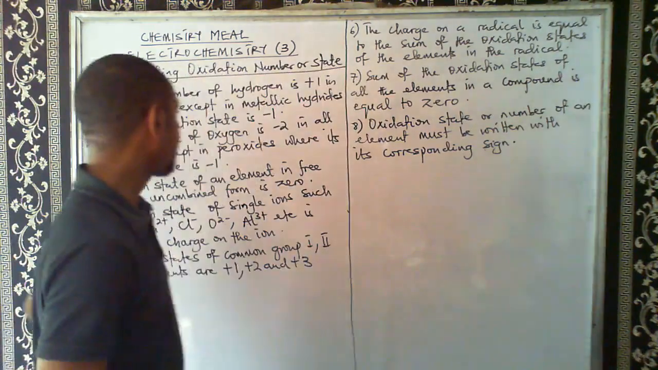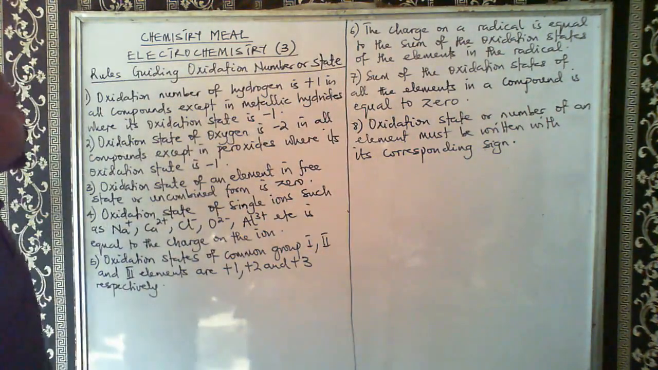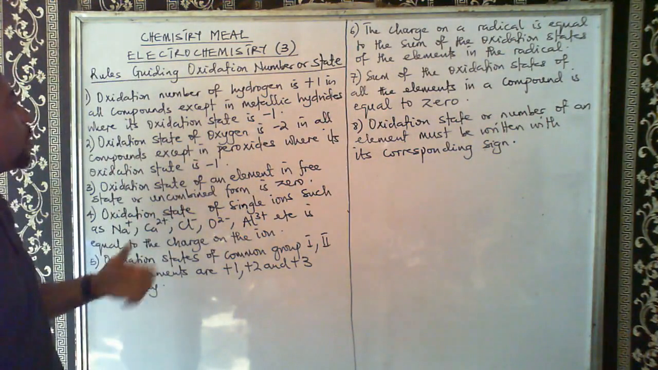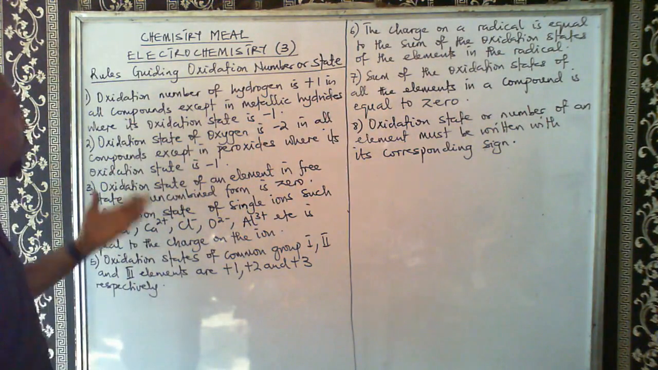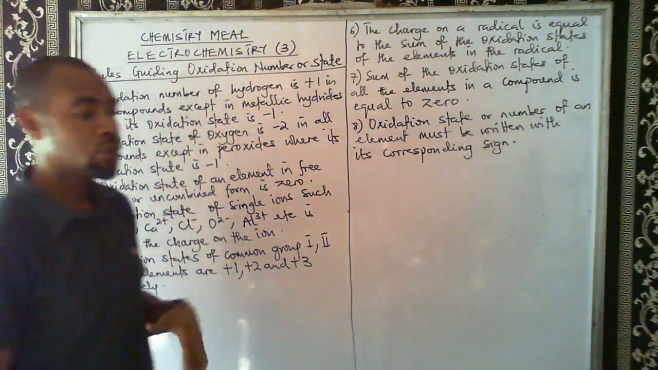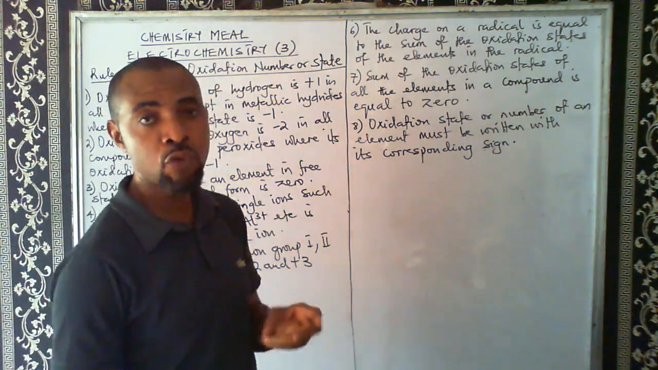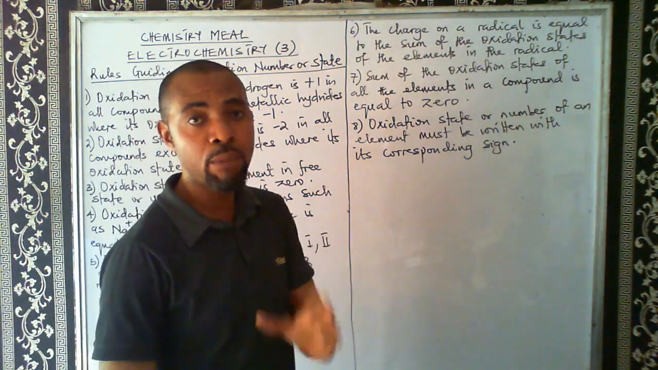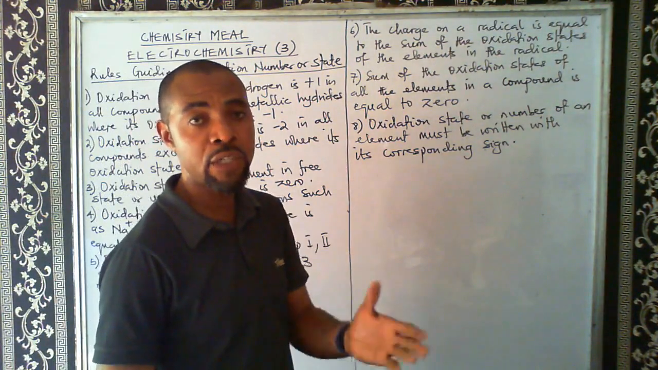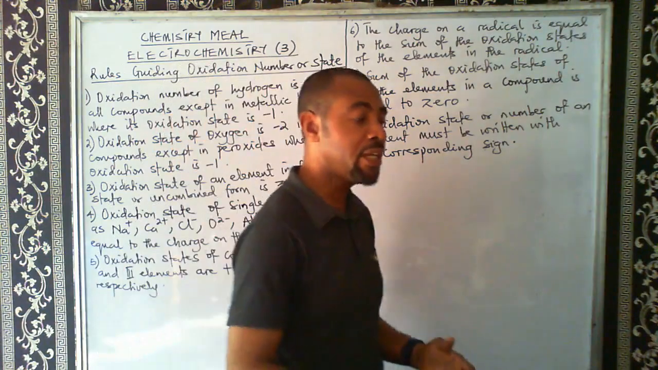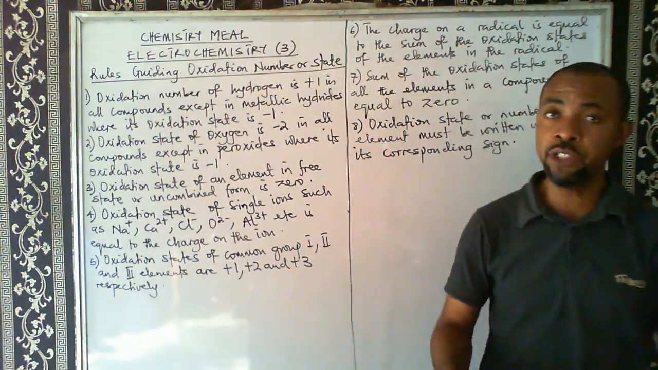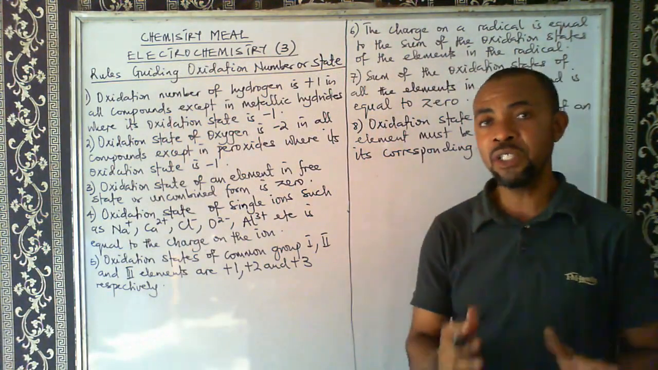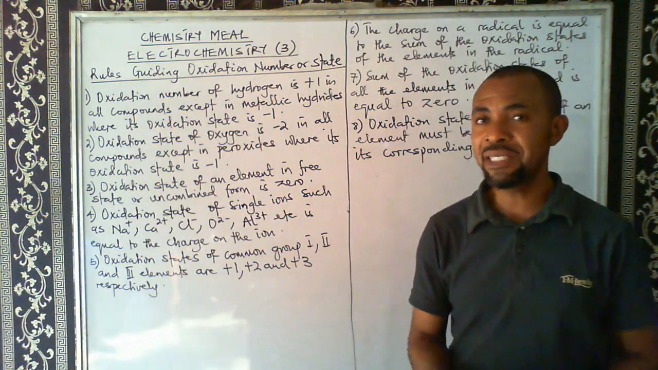Now the first rule is this: oxidation number of hydrogen is +1 in all compounds except in metallic hydrides, where its oxidation state is -1. So this is trying to tell us that we have two possible oxidation states of hydrogen. In all other compounds that are not metallic hydrides, the oxidation state of hydrogen will be +1. But in metallic hydrides, the oxidation state of hydrogen will be -1. So what is important now is for us to know what we mean by metallic hydride.